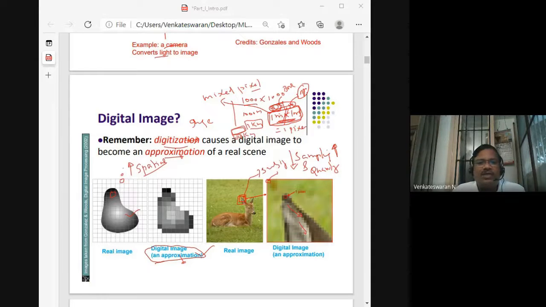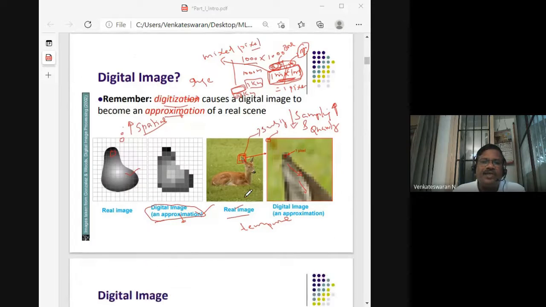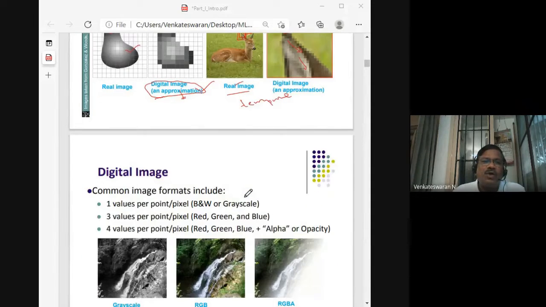There is also something called temporal sampling. You take sampling over time. So when you take sampling over time, it is called temporal sampling. I told you this essentially happens because we are doing quantization of pixel values.